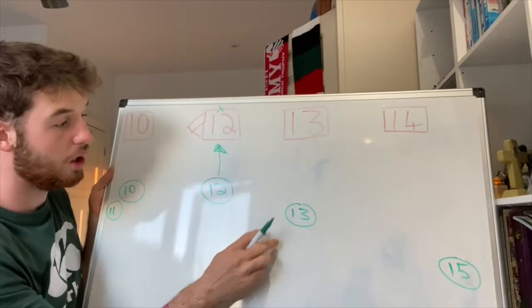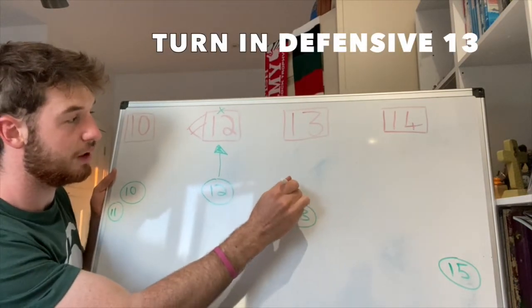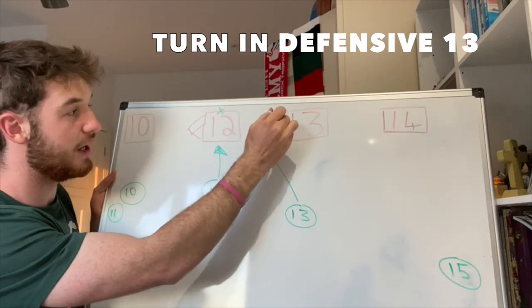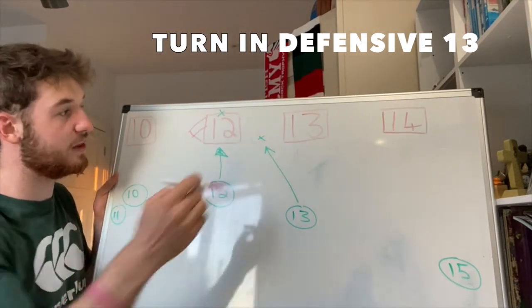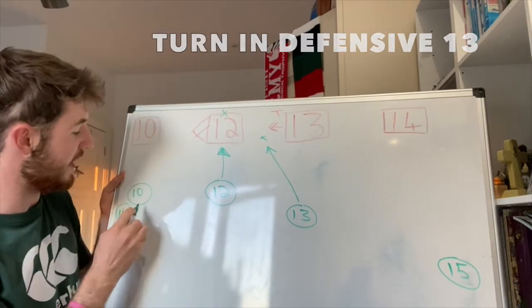Second of all, we're going to have the 13. Now 13 is going to try and turn in his opposite man. He's going to come into this space here between 12 and 13 and try and turn in the defensive 13. Let's draw a little arrow. The next part of the move is this 10.